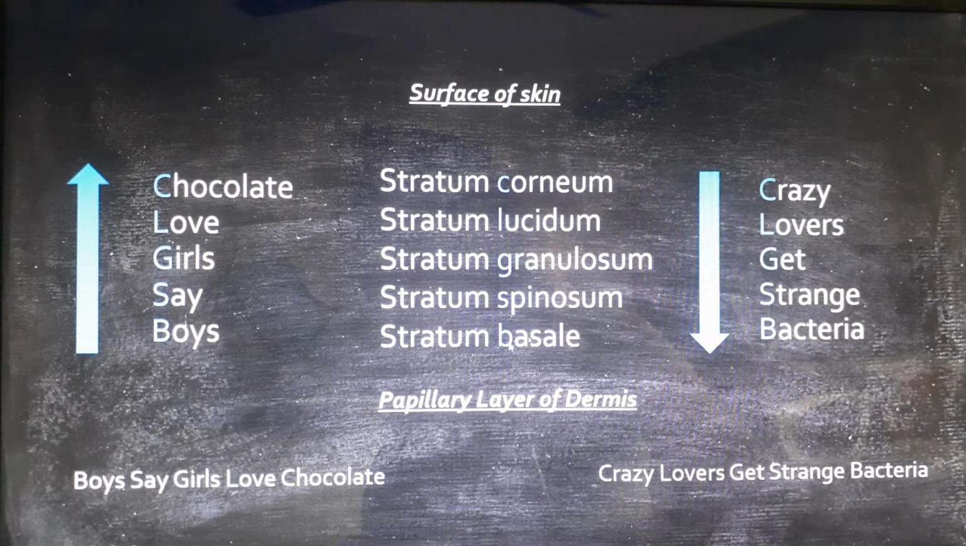Notice I've highlighted these letters. I have 2 mnemonic devices that will help you remember the order, and you can decide which one sticks in your brain and helps you remember better. With this one, you start at the bottom and go up with your saying: boys say girls love chocolate. That tells you the order from the bottom layer of the epidermis up to the skin surface: basale, spinosum, granulosum, lucidum, corneum. If that is too hard to go up, you can also go down from the outer layer, and you can use this one, which says, crazy lovers get strange bacteria. So whichever one sticks in your brain better, feel free to use it, okay?